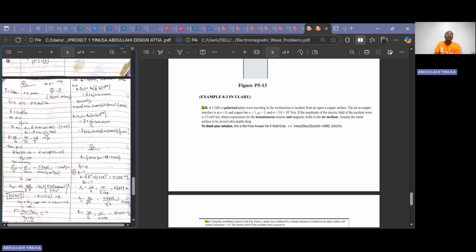We calculate our beta. Our beta is equal to 2 pi over lambda, which is 2 pi over k naught. Our beta is equal to 2 pi over mu naught, and mu is equal to what? Mu has already been known to be what?